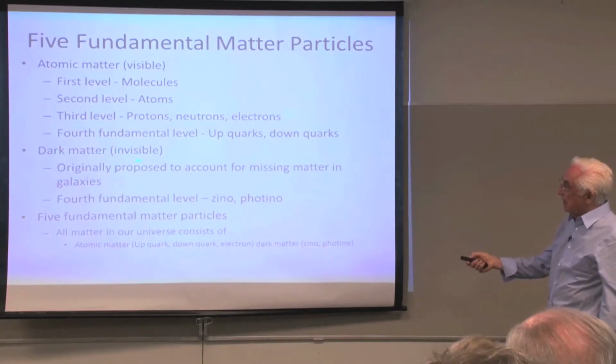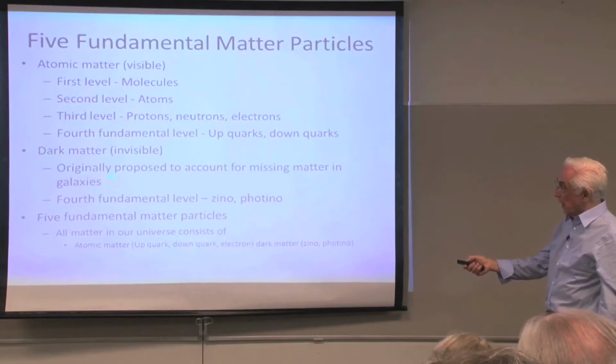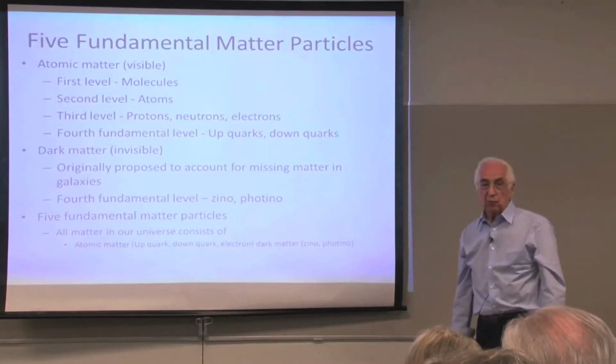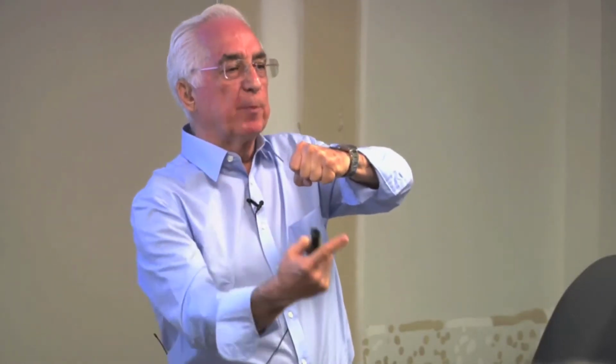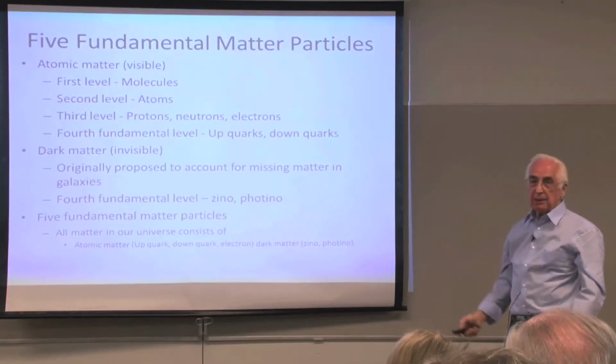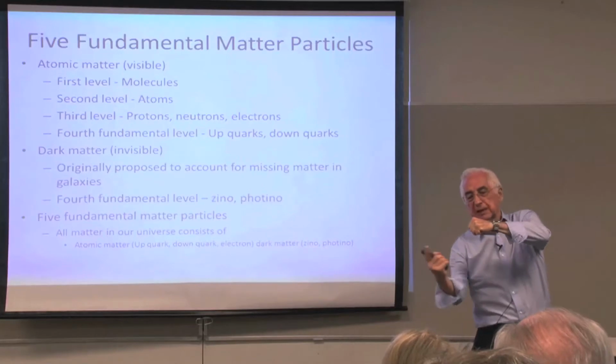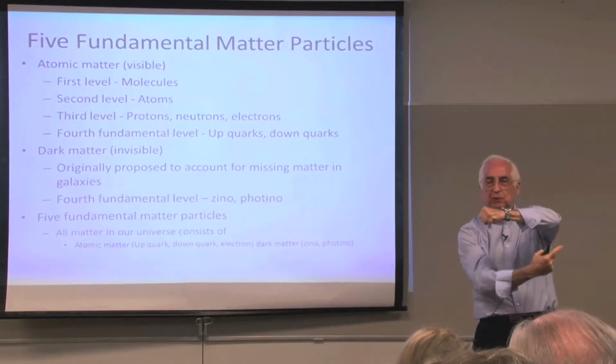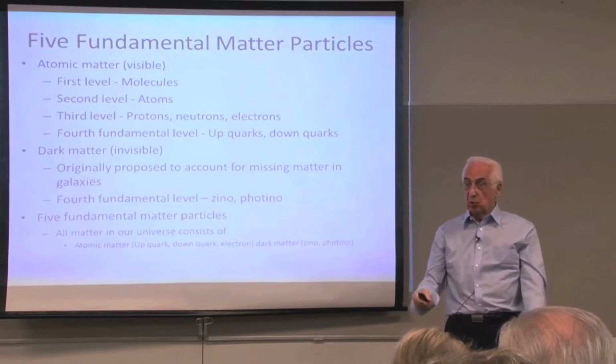The second type of matter is invisible, and that's called dark matter. It was originally proposed to account for the missing mass in galaxies. When astronomers started to analyze the motion of the 100 billion stars rotating about the center of the galaxy, they realized there was not enough gravitational force, enough atomic matter, to provide the gravitation to keep those stars in orbit about the center of the galaxy. So they proposed dark matter to provide the additional gravitational force to keep those 100 billion stars rotating about the center of the Milky Way galaxy.